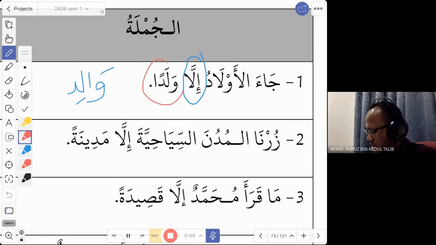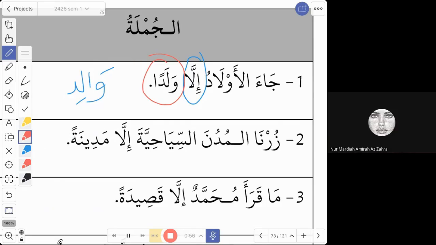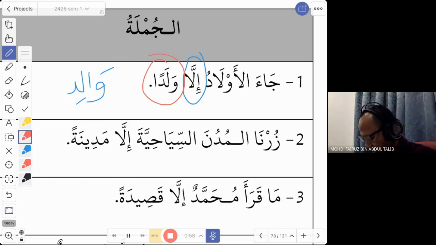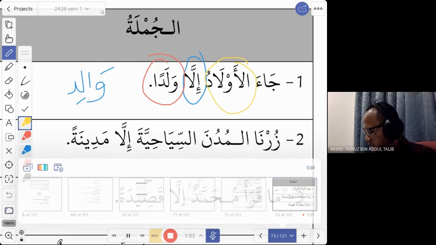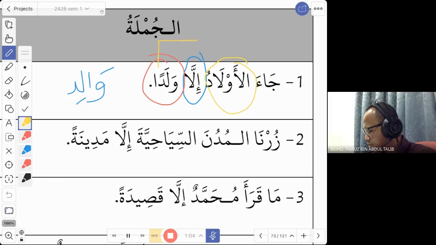And where is the mustasna minhu? Is there any mustasna minhu? Al-awlad. Yes. And how do you know this is the mustasna minhu? You look at the word walad. This is excluded from whom? From which group? This is excluded from awlad. So therefore, the mustasna minhu is available.